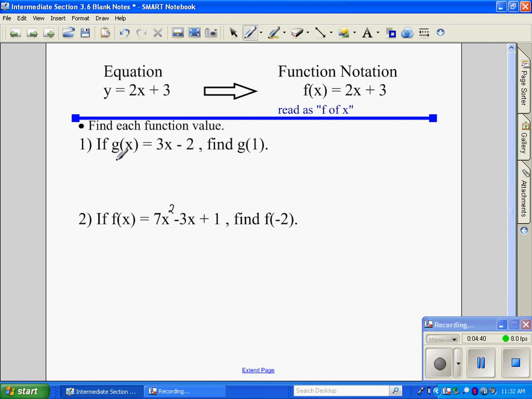It says take this function, and everywhere x is at, you want to substitute a 1. See that? Everywhere x is at, you want to substitute a 1. So basically, what we're going to do on all of these is I take my function, and everywhere x is at, I'm going to substitute a 1. Bring the rest of the equation down the same, so you get 3 minus 2 is 1. So I would say the g of 1 equals 1.